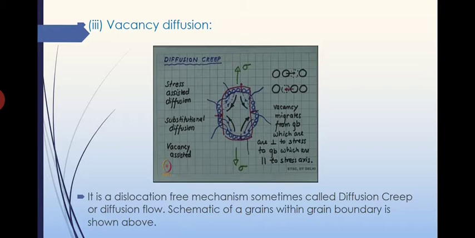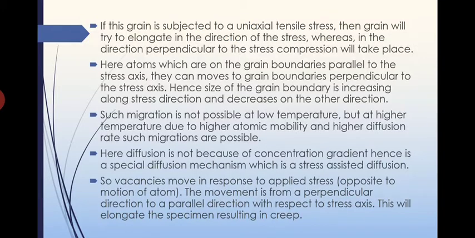It is a dislocation free mechanism, sometimes called diffusion creep or diffusional flow. A schematic of the grain within the grain boundary is shown above. If this grain is subjected to a uniaxial tensile stress, the grain will try to elongate in the direction of the stress, whereas in the direction perpendicular to the stress, compression will take place.